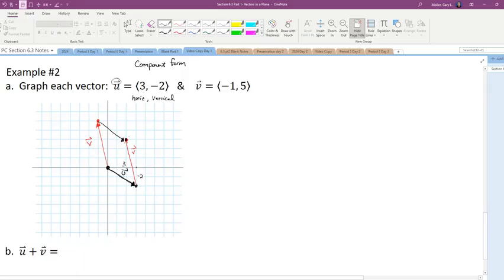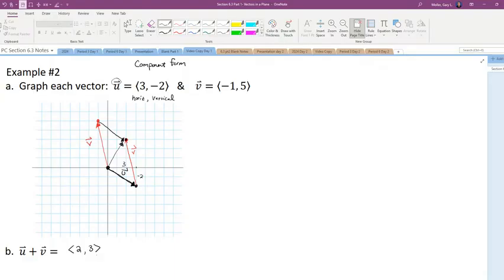So the sum of the two vectors is in fact going to be this vector right here. It is the resultant vector. So the answer would be 1, 2, 1, 2, 3. So this is the vector 2, 3. Okay, so it's the diagonal of the parallelogram that gets formed when you put those two vectors together. So that's the answer graphically.